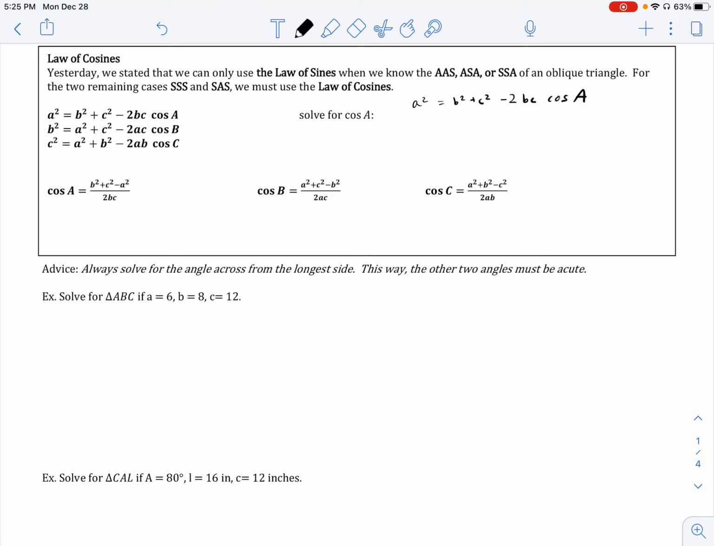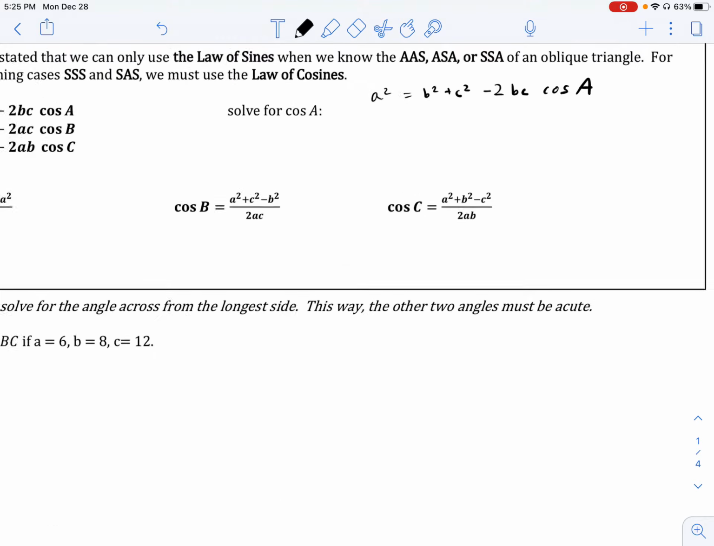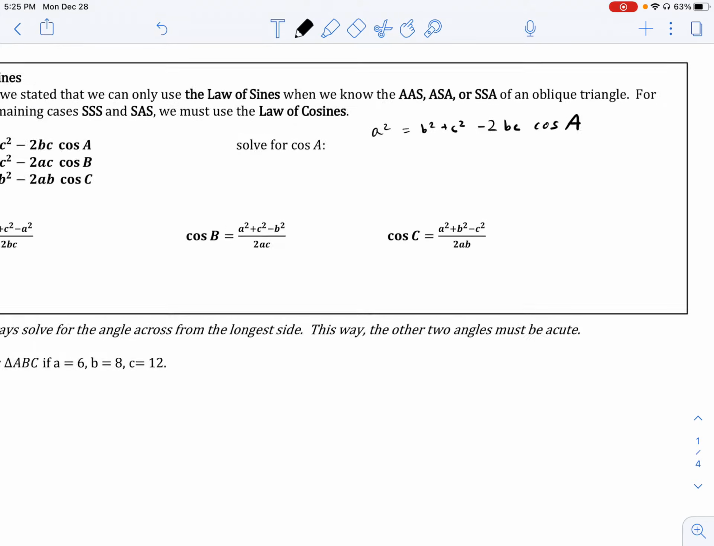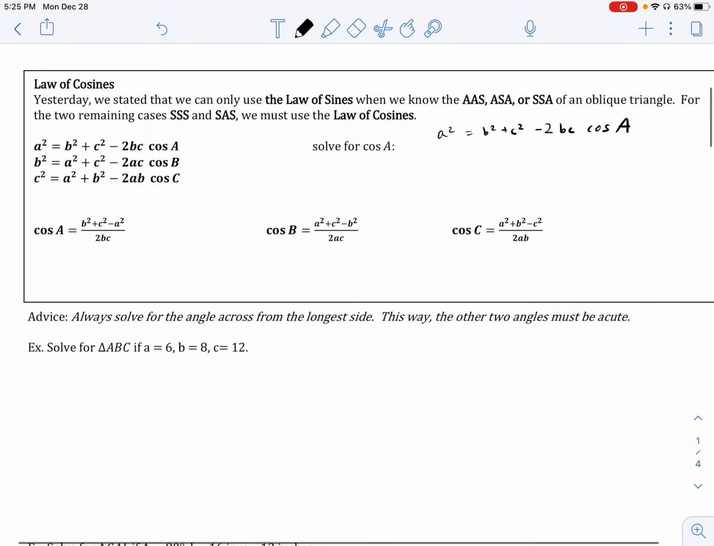But first, let's make sure we understand how the law of cosines works. It's simply saying that any side squared is equal to the sum of the opposite sides squared minus, for example, if we were solving for a, 2bc times cosine A. Now, again, it looks a little bit more unwieldy, but after a while we should be able to commit it to memory fairly quickly.